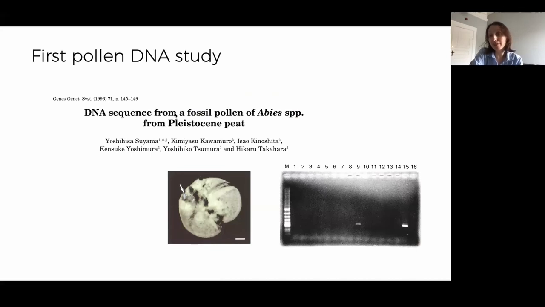Now, in terms of the feasibility, the idea of microfossil DNA is not a new one by any account. One of the oldest studies that at least I'm aware of dates back to 1996, and it was done by Suyama and co-authors. They retrieved a short chloroplast DNA sequence from a conifer pollen dated to 150,000 years ago. They were also the first to propose that by analyzing fossil pollen DNA, we can identify plant species in the paleo records.